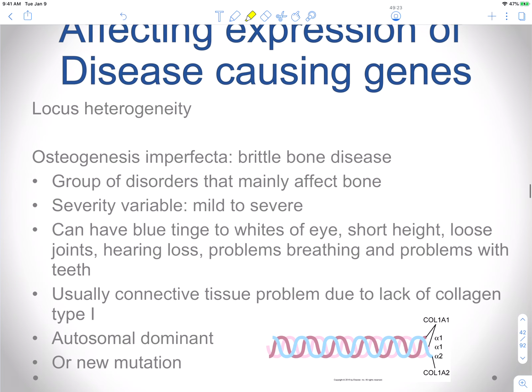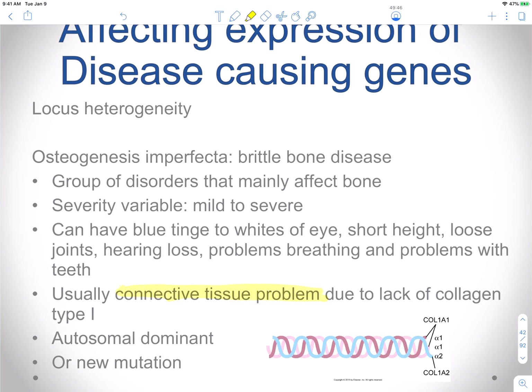Osteogenesis imperfecta is brittle bone disease. This is going to affect mostly the bone. The severity can be mild to severe. You can also have blue tinge to the whites of the eye, short height, hearing problems, breathing problems, problems with teeth. And these are always going to be associated with connective tissue. We talked about this already and talked about the different types.